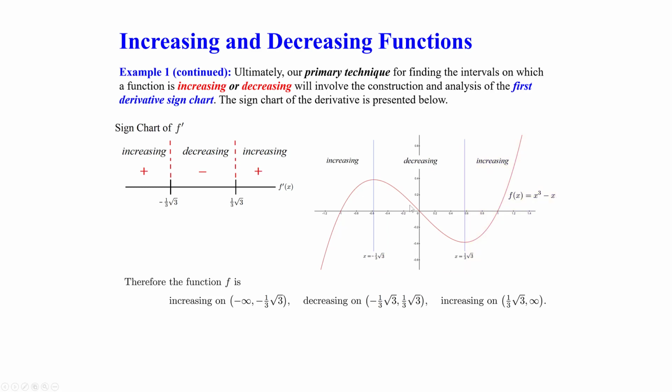Remember, this is the graph of the original function. This is a sign chart of the derivative. Increasing corresponds to positive on this interval. Decreasing corresponds to negative on this interval. And finally, this interval where it's increasing corresponds to a derivative being positive.